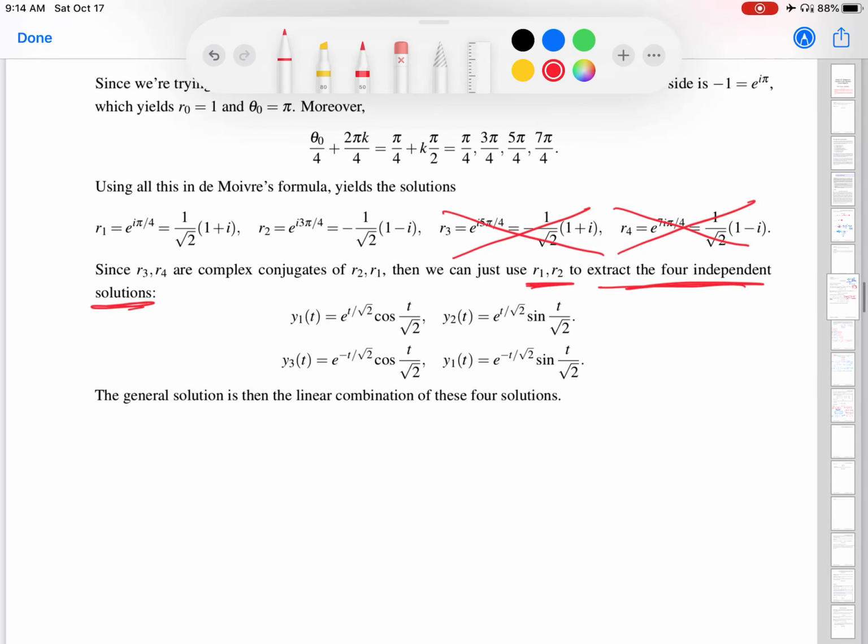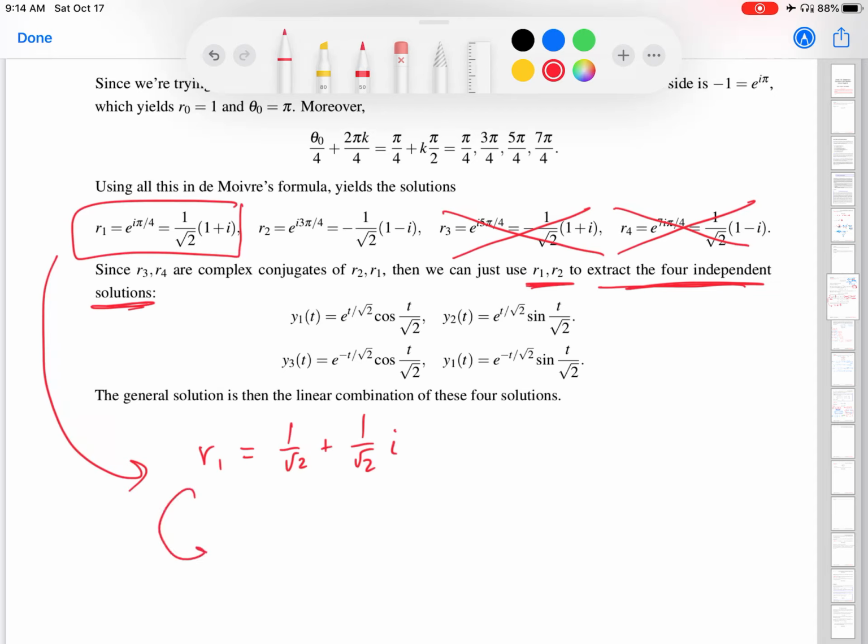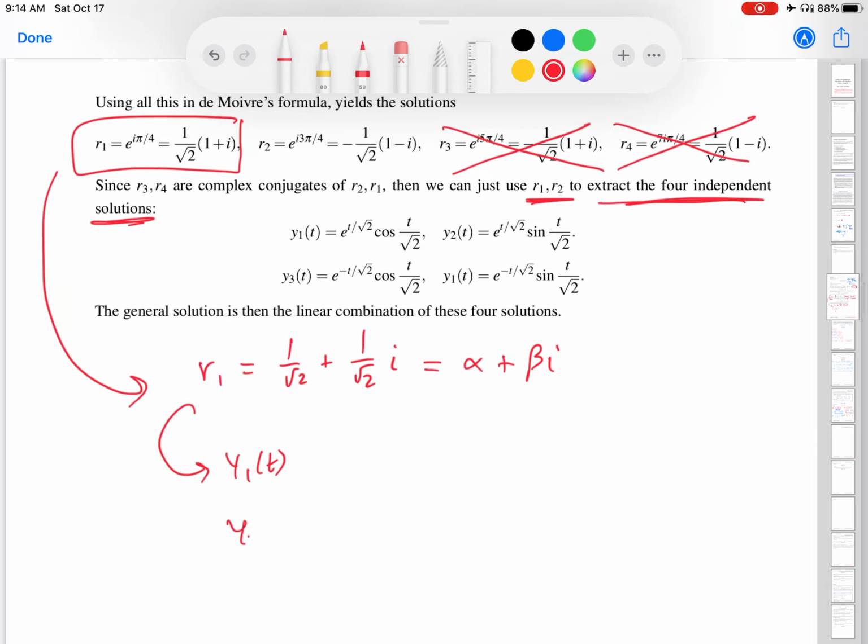And then how do I do that? Well, let me just show you an example for R1. So R1, this root is 1 over root 2 plus 1 over root 2 i. And remember that when I have a root of the form alpha plus beta i, the corresponding solutions, the two real valued solutions, are e to the alpha t cosine beta t and e to the alpha t sine beta t, same as they were in the second order ODE case.